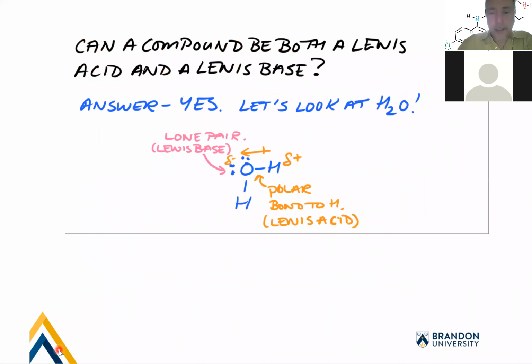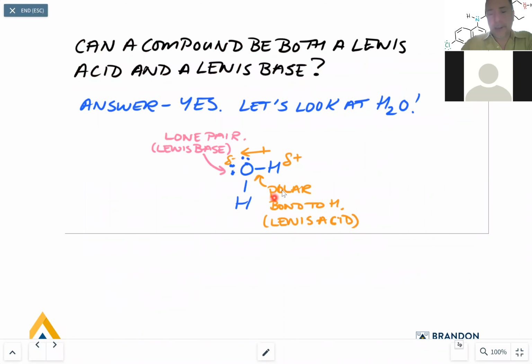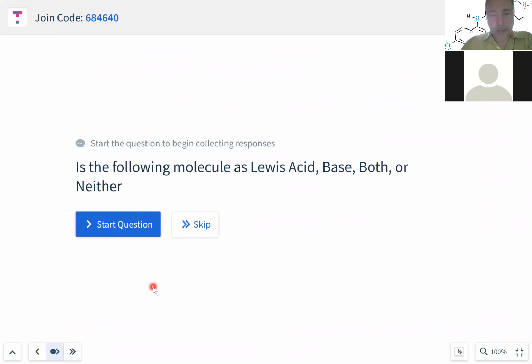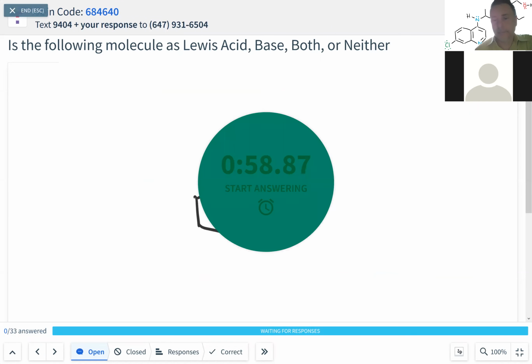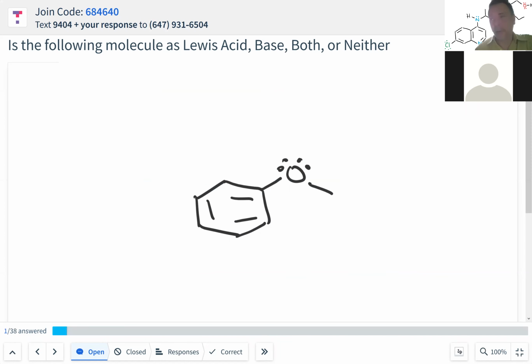All right. So let's try some questions here. Is this molecule a Lewis acid or a Lewis base, or neither? Or both?